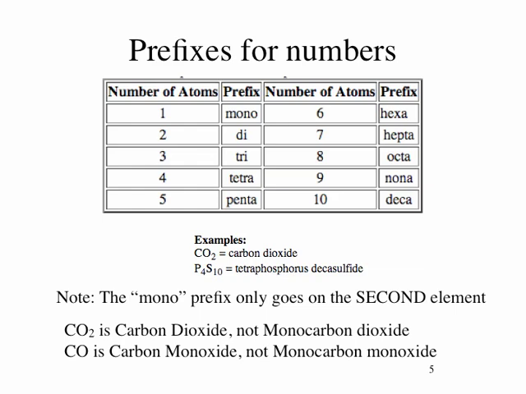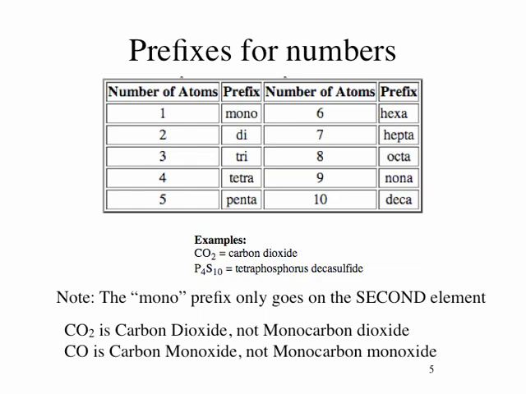So, for example, we already saw that carbon dioxide has one carbon and two oxygens. The compound P4S10, that is 4 phosphoruses and 10 sulfurs, would go by the name tetraphosphorus decasulfide. Tetraphosphorus is 4 phosphorus, decasulfide is 10 sulfides.